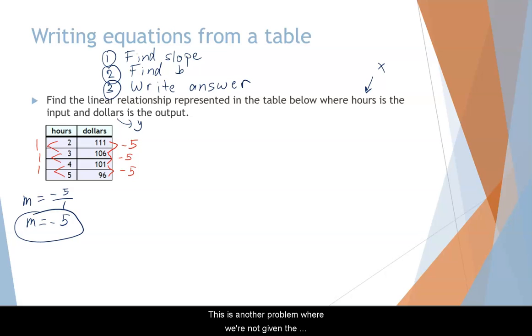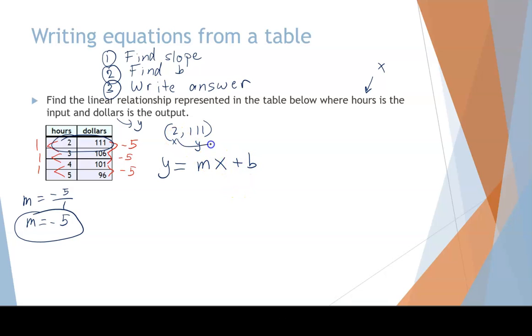This is another problem where we're not given the y-intercept directly. So instead, we have to calculate it. I'm going to calculate it by taking one of these data points. Let's just pick the first one of (2, 111). The x is going to be my 2, and the y is 111, and m is -5. With that information, we can plug all of that into y equals mx plus b. The x is 2, the y is 111, and the slope is -5.